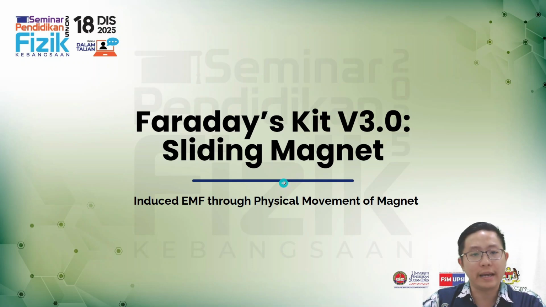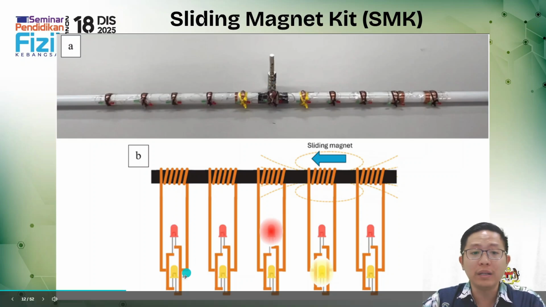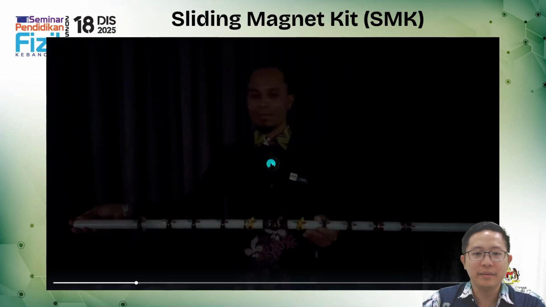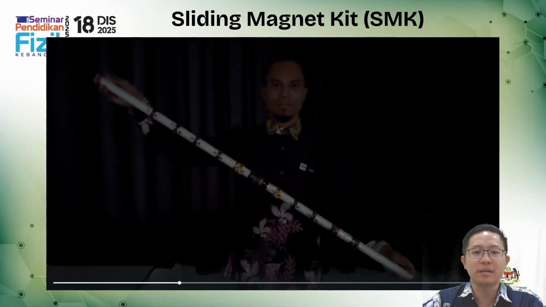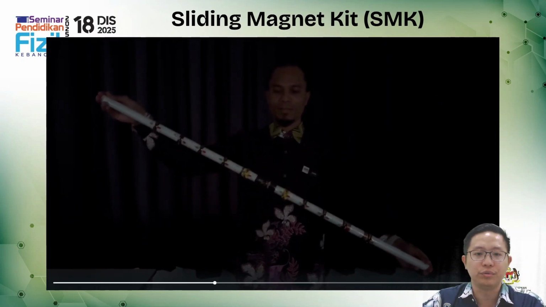First is using sliding magnet. You can see here it is actually a PVC pipe wrapped around with many copper coils, and we want to pass the magnet through all the copper coils and it lights up the LED. We use dual LED connection to show the alternating current which is produced. Okay, this is the one. See, the LED lights up because there are changes of magnetic flux when the magnet flows through.